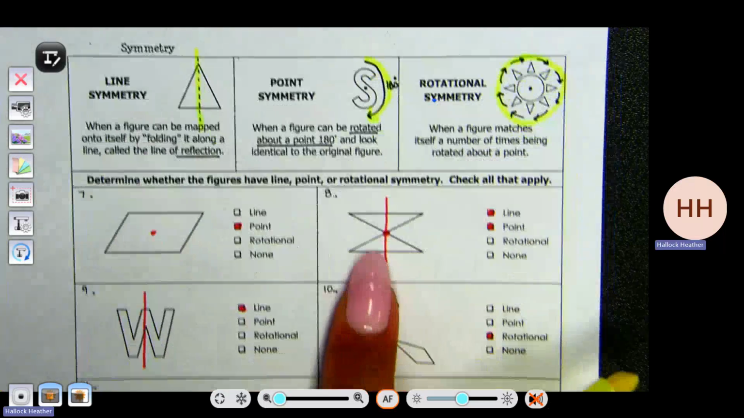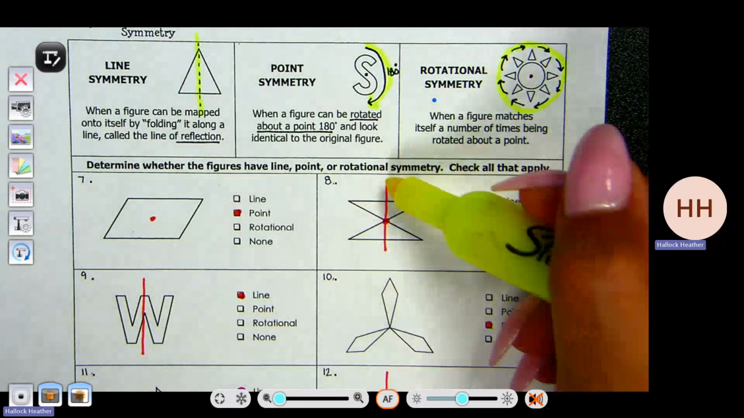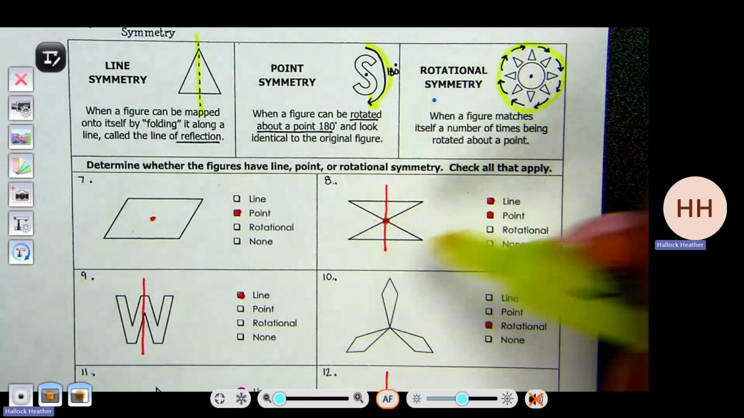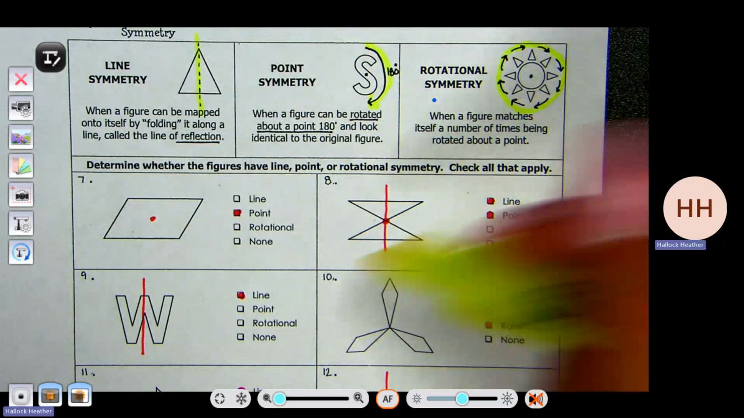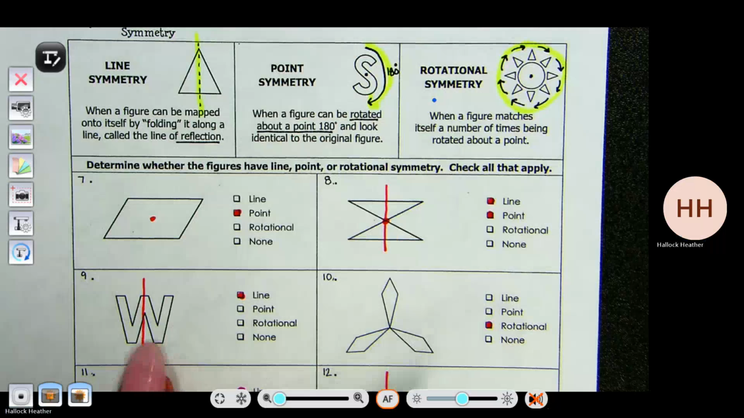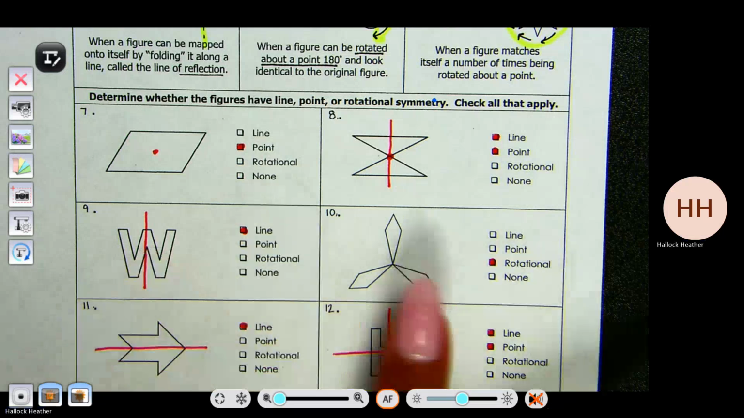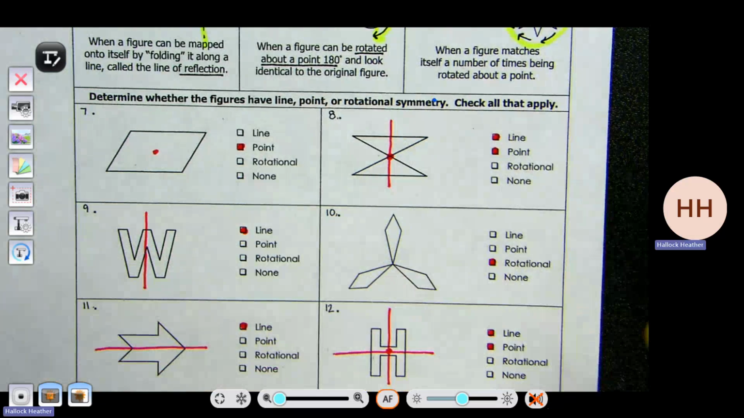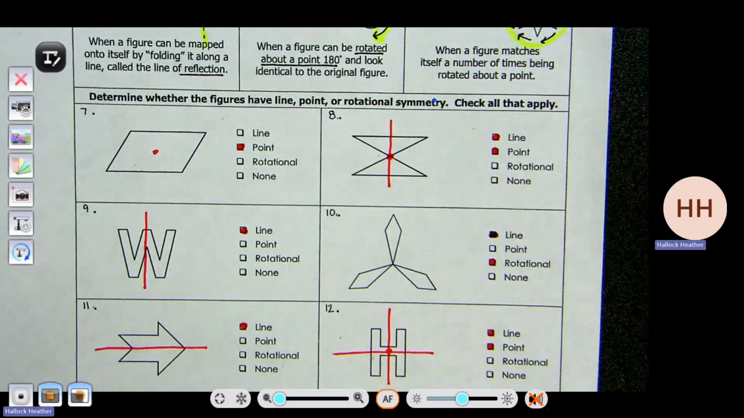For number 8, this one has 2. You put a point and you spin it. And if you also reflect it over the line, that would be in the same spots. 9 is just a line. If you spun this, it would be an M. This, you could have, oh, I didn't choose that. This one, you could have line, sorry, my bad, line and rotational.